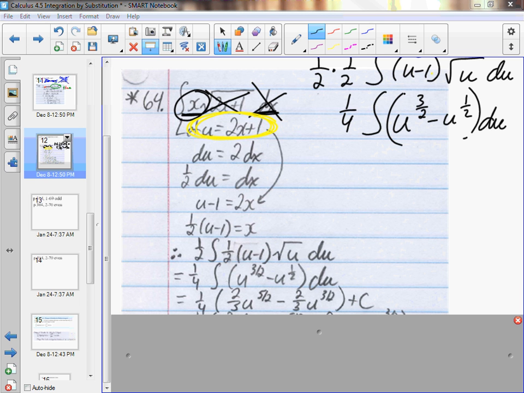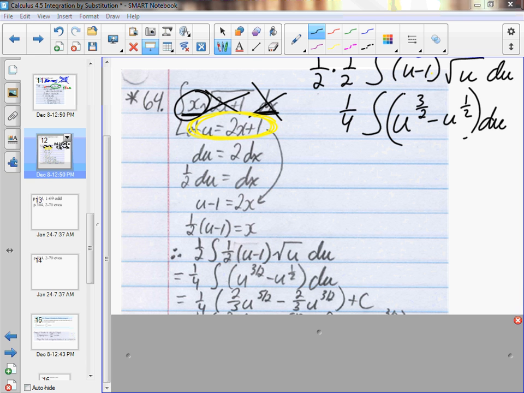All right, then we move to the negative u to the 1/2. Add 1 to its exponent, 3/2. Divide by the new exponent. Well, dividing by 3/2 is the same thing as multiplying by 2/3. So the negative coefficient times 2/3 gives -2/3, plus c. Okay?